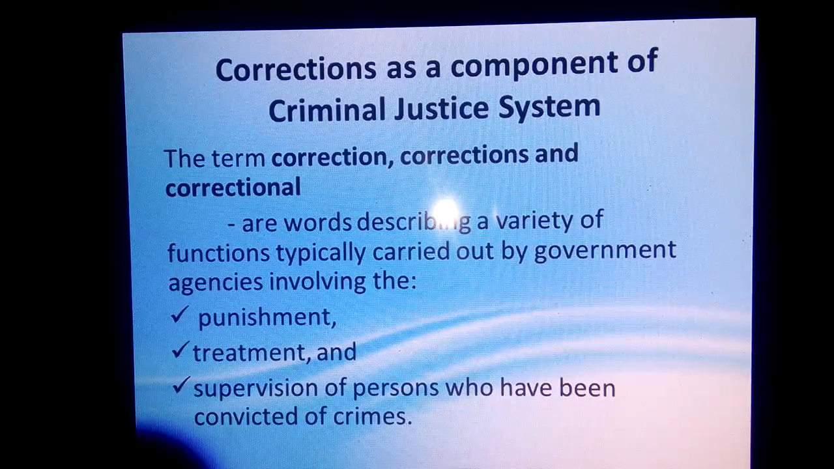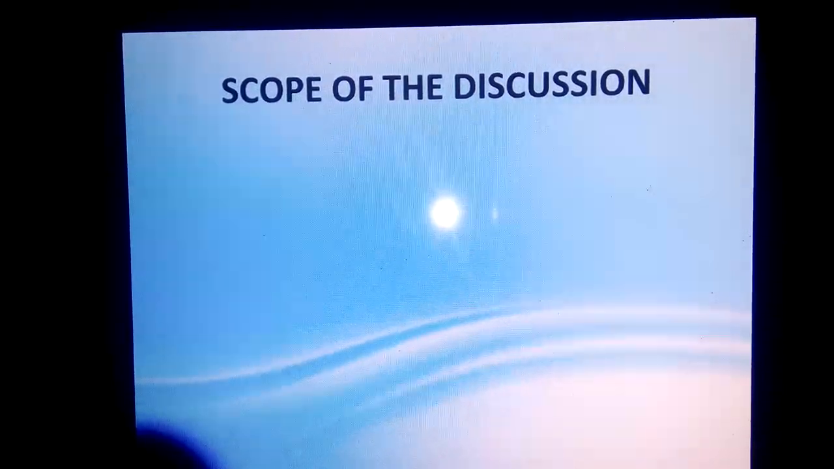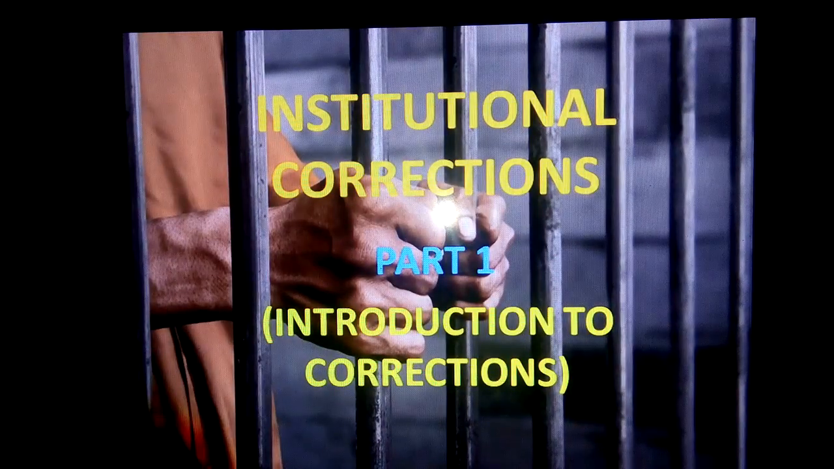Of course, be reminded that the very concept of corrections is to punish, to rehabilitate, and to supervise. In the punishment, of course, it is in the form of service of sentence as to the number of years to be served by the persons deprived of liberty inside the correctional facilities. And the second one is treatment. The treatment here involves different programs or modalities that somehow address the needs of persons deprived of liberty in terms of reformation and rehabilitation.